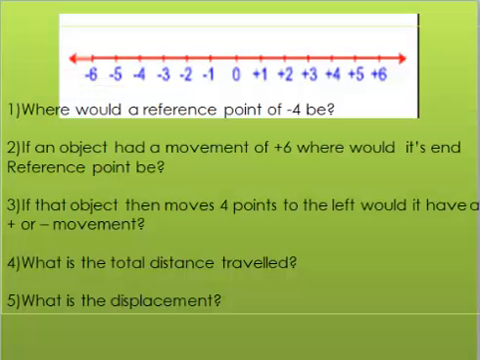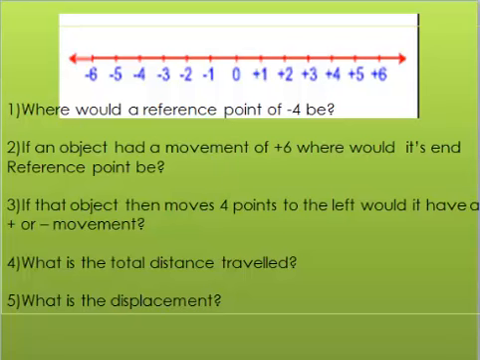So let's use a coordinate system to figure out the same idea. So this would be a coordinate system. It's a line with units labeled on the line. So it goes from negative to positive. This is something that you have seen before. So where would a reference point of negative 4 be?